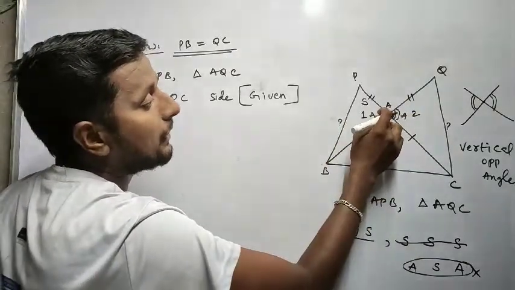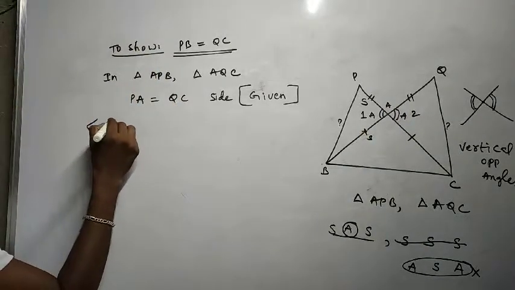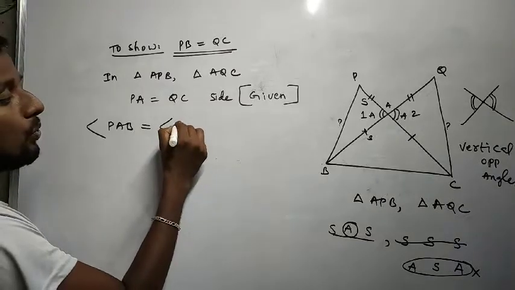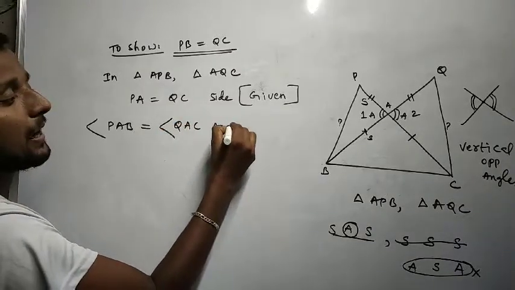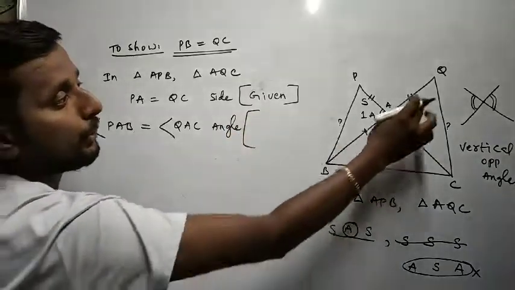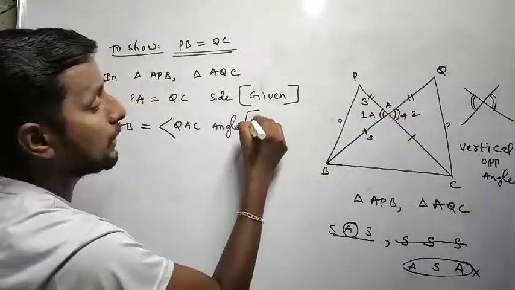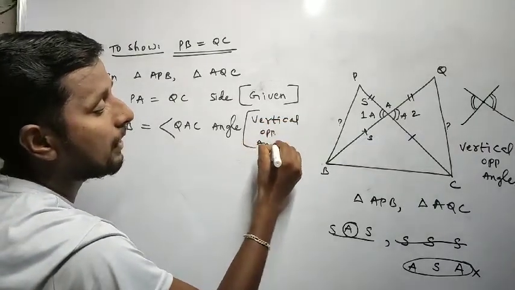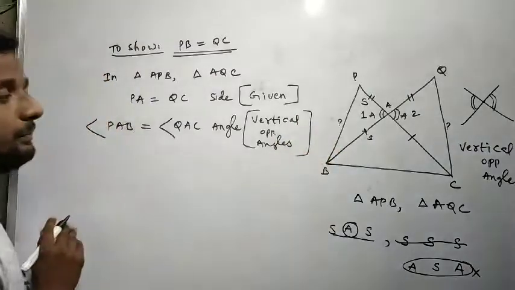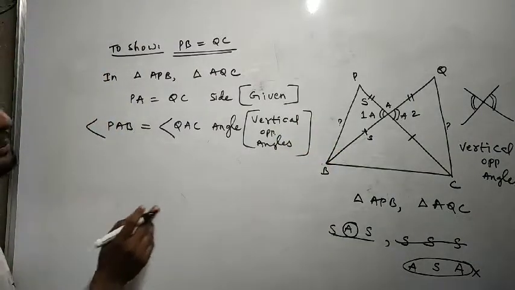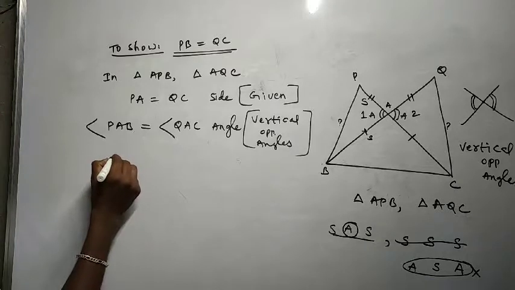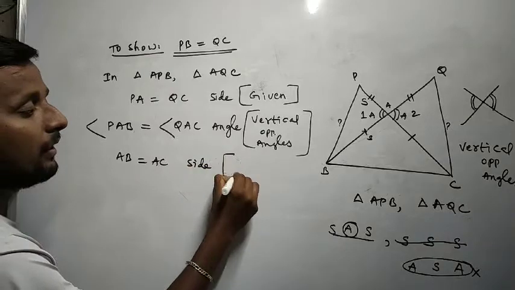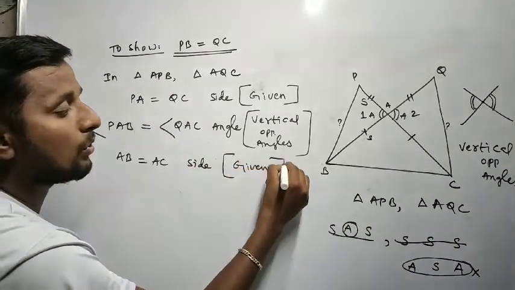Next I'll talk about the angle. The angle letter should be in the middle, okay? So I'll write angle PAB is equal to angle QAC. It's an angle, correct? The reason: vertical opposite angles are equal. Next, one more side, AB is equal to AC, that is also a side. The reason for equality is that it is also given.